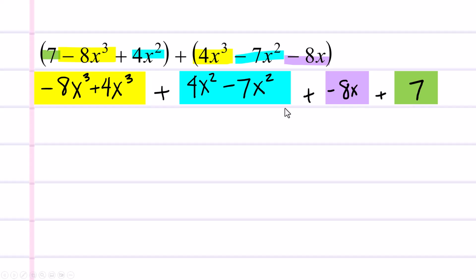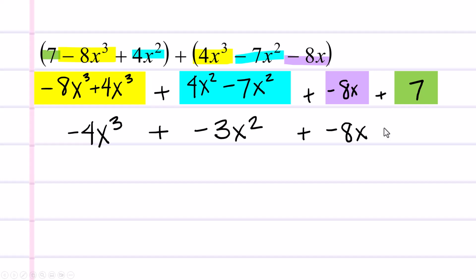All right. This is what I would probably be doing in my head, but you can write it out as well. All right, let's combine these things and see what we get. That negative 8x cubed and the 4x cubed is going to be a negative 4x cubed, plus 4x squared minus 7x squared. That's going to be negative 3x squared, plus negative 8x. I'll clean up these signs in a second, plus 7.